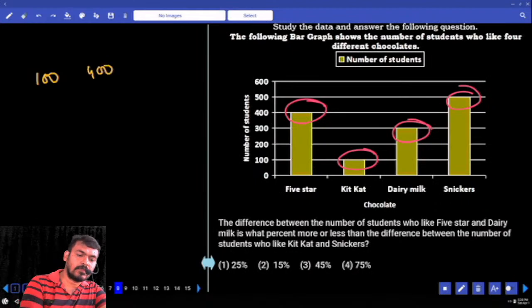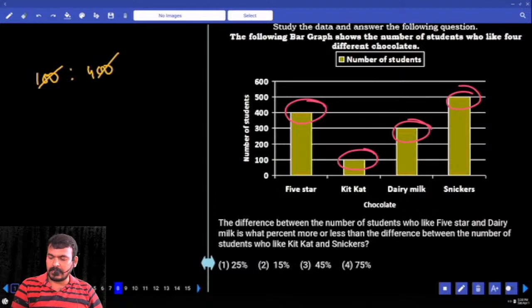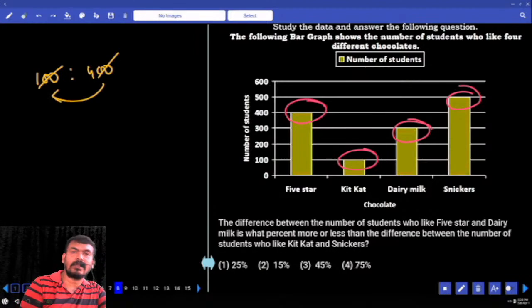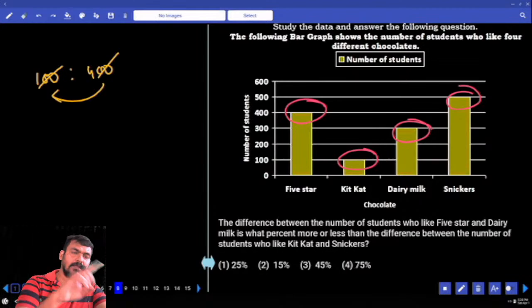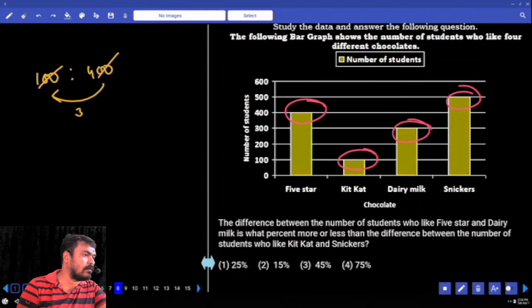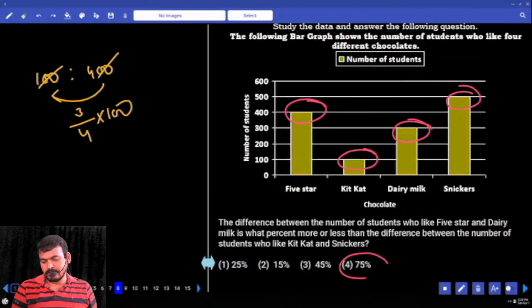What is the ratio? 1:400. What is the question here? Percentage less or more? Percentage will be less. 1 compared to 4, 3 parts are lesser. 3 upon which one? 4. 3 by 4 means 75%.